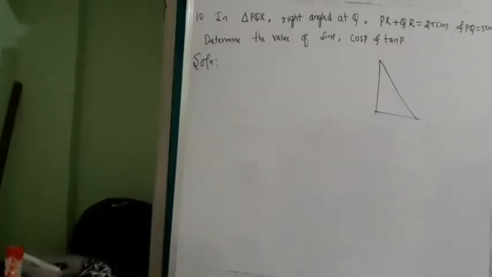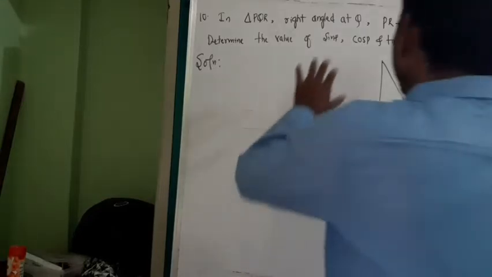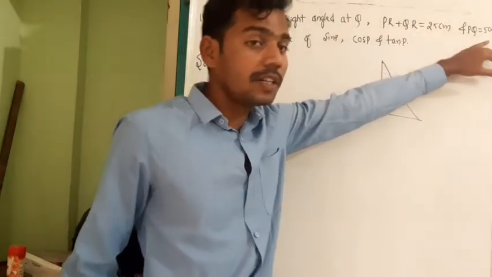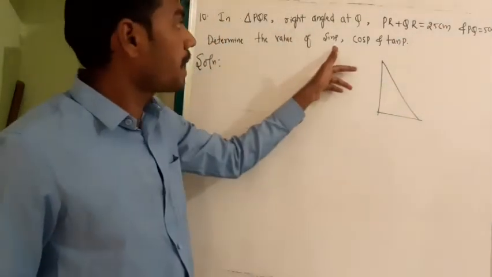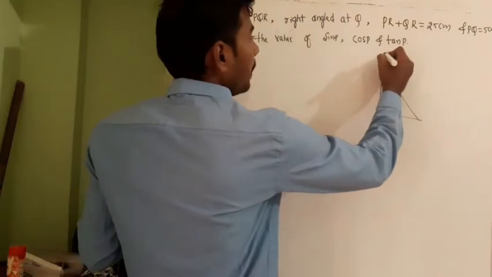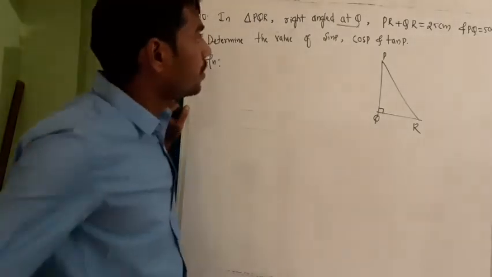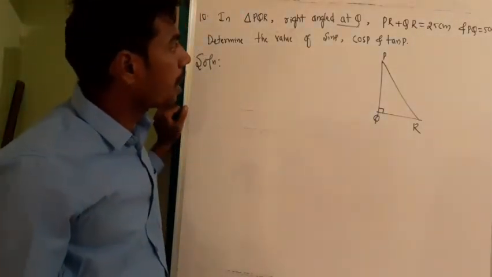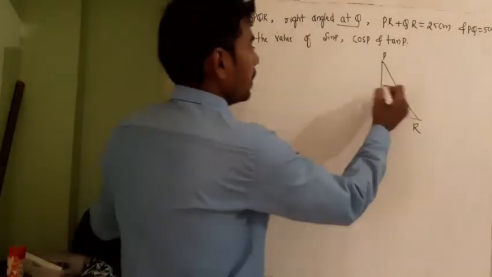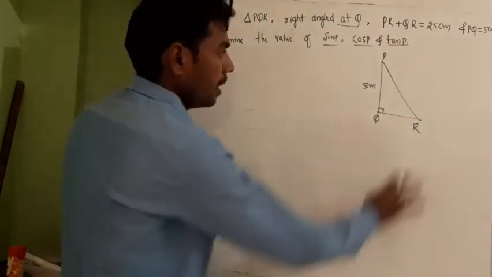So 10th question in triangle. In triangle PQR, right angled at Q, PR plus QR is equal to 25 centimeter and PQ is equal to 5 centimeter. Determine the value of sin P, cos P and tan P. Before that, we need to find the value. See, it is triangle PQR, right angled at Q, and what they have given: PR plus QR is equal to 25 centimeter and PQ is equal to 5 centimeter. This PQ is given to us. Now, we need to calculate sin P, cos P, tan P. For that, we need these two.